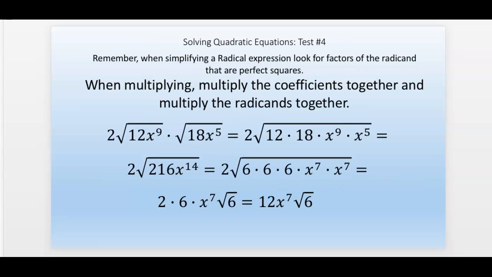Also remember when you're multiplying radical expressions together, multiply the coefficients together, and then multiply the radicands together. What's inside the square root, multiply that together, and then look for perfect squares that are factors of the radicand so you can take them out.